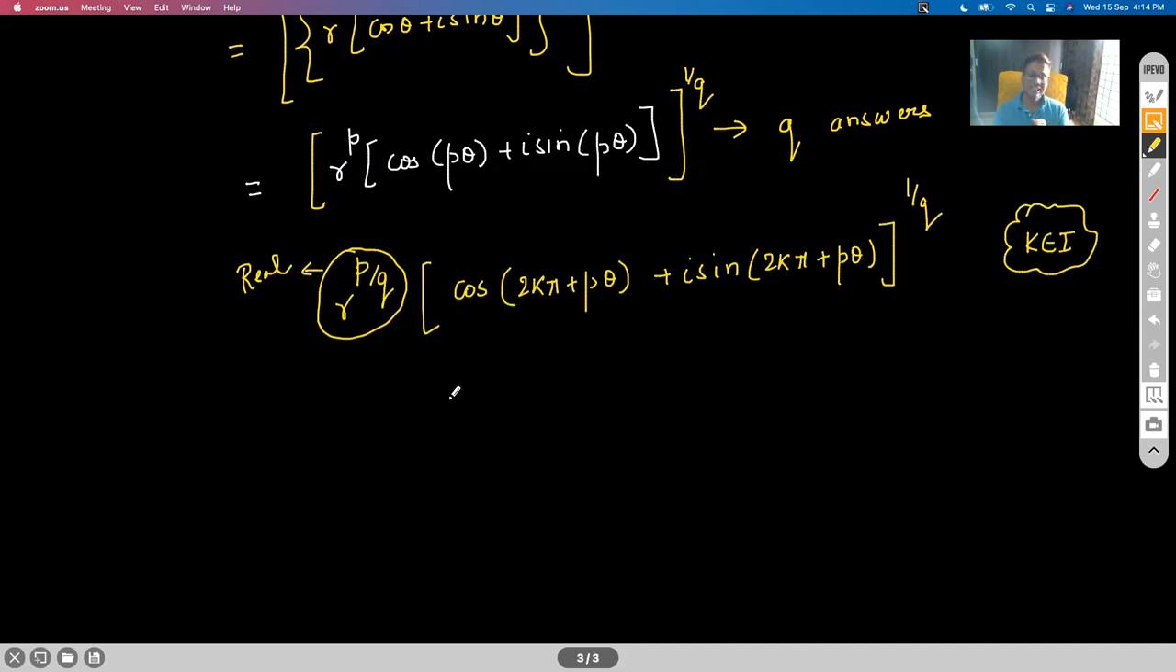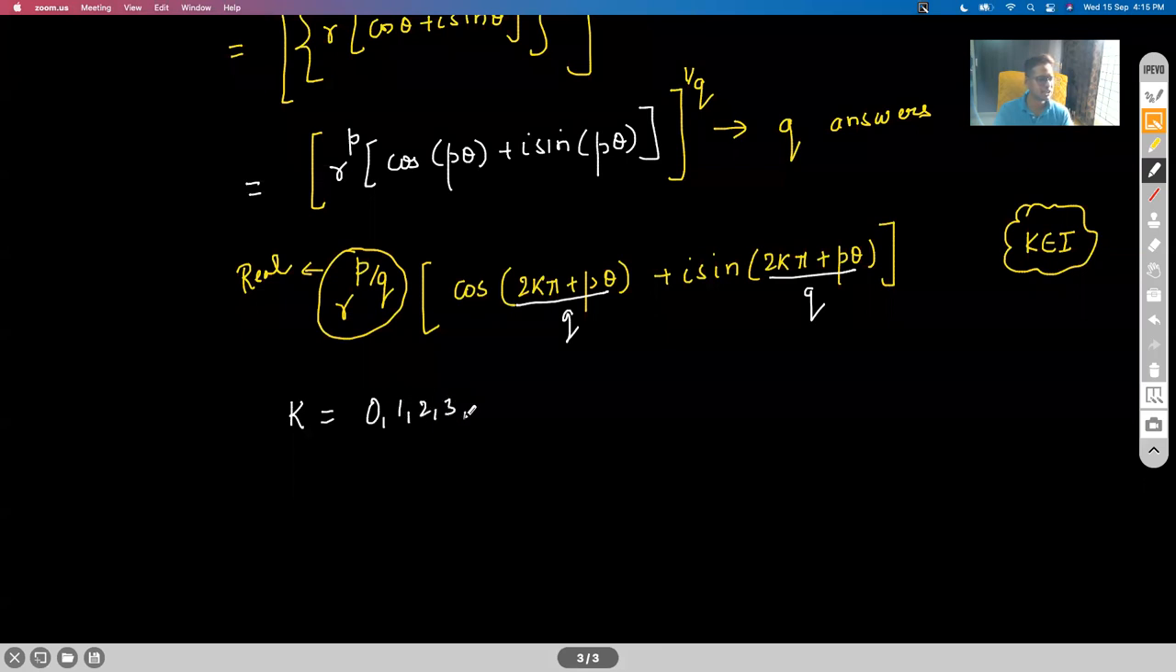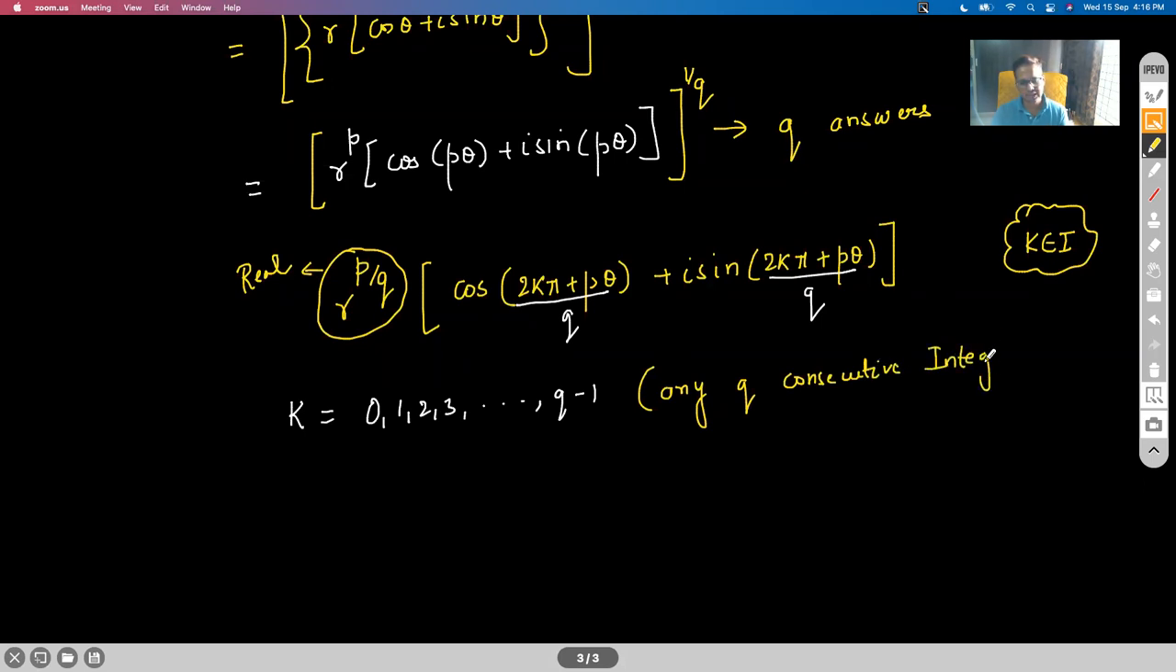Now this guy said, okay, after you have done this, take this 1 by Q and multiply it with the arguments which you see over here. In short, do 1 by Q multiplication with the argument, right? Just like we used to do in case 1 of our De Moivre's theorem. And then he said, give k any Q consecutive integral values. Normally, we give it as 0, 1, 2, 3 till Q minus 1. But in reality, you can actually give any Q consecutive integral values.